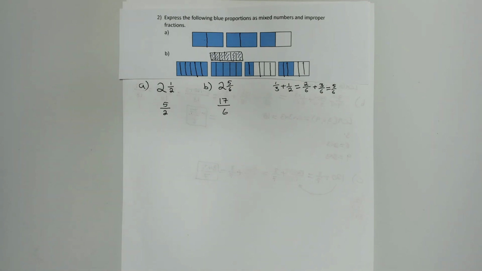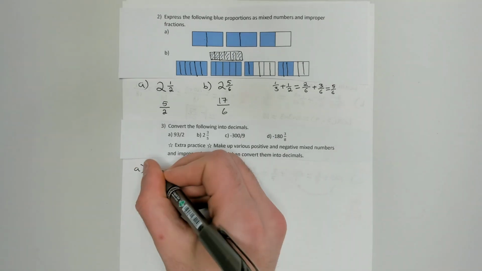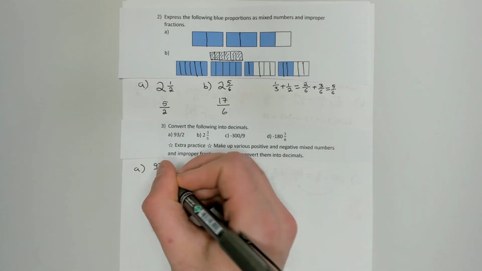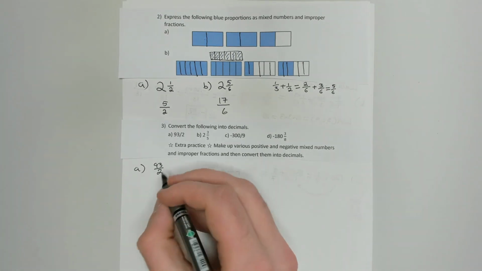Let's move on to question 3. Alright, so this says convert the following into decimals. For improper fractions, we saw the way to convert them to decimals was the exact same as what we saw with converting regular fractions to decimals. We just have to do some long division.